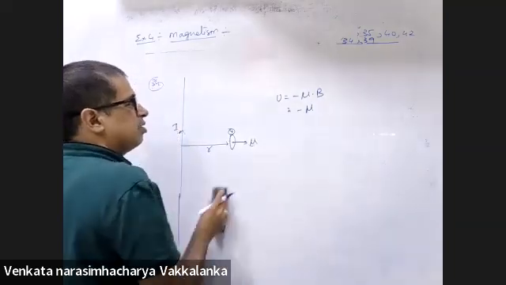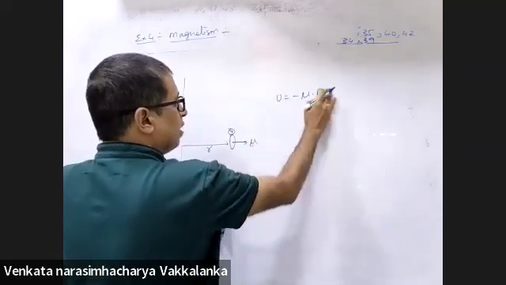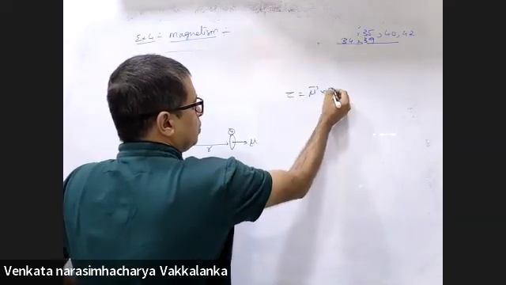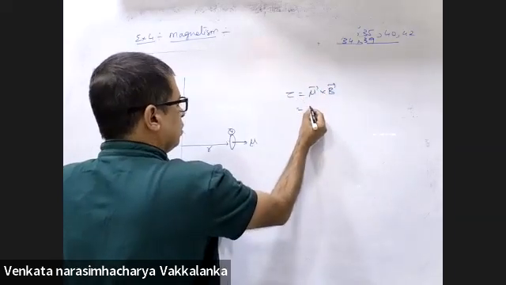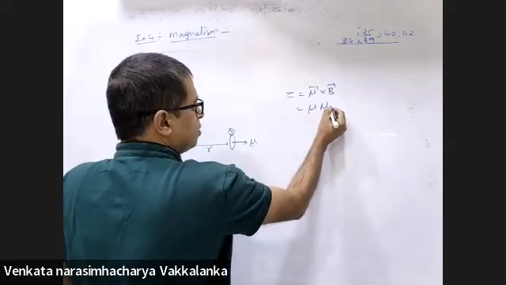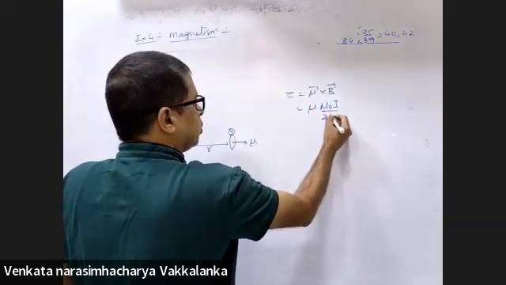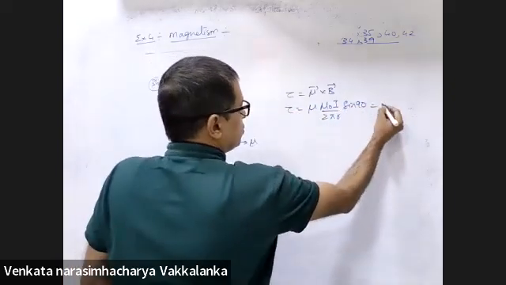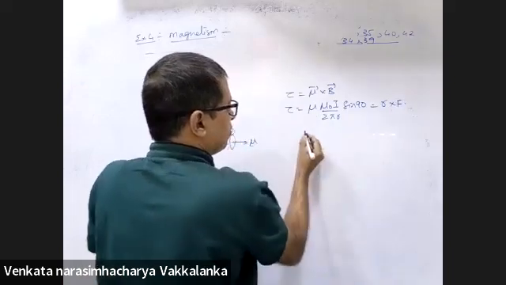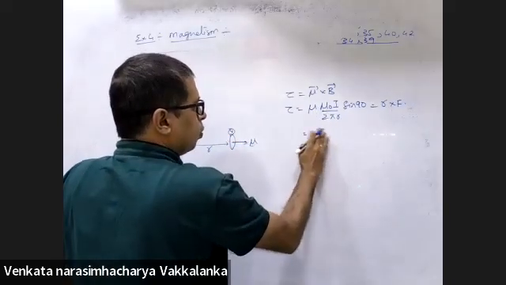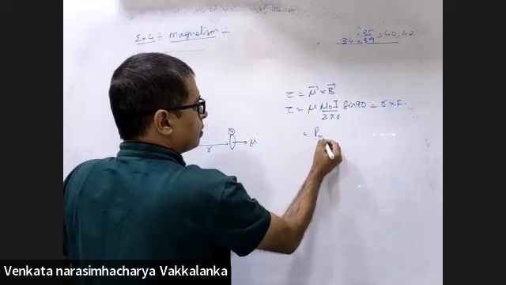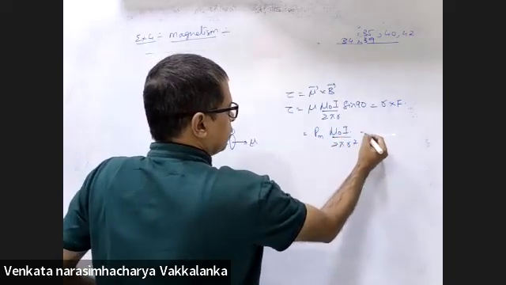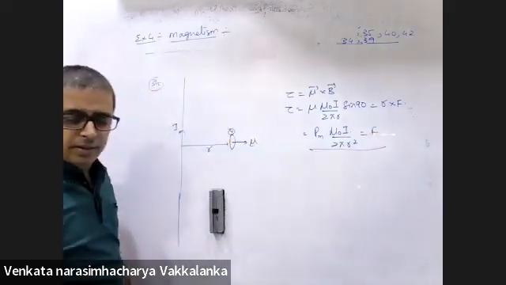Yes, sir. Right. So here, do one thing. Find out the torque on it. Torque is mu cross B. Mu is kept as it is. B is mu naught I by 2 pi small r into sin 90. This is equal to R cross F. Mu, he called it Pm. Mu naught I by 2 pi r squared. What is the answer given behind?